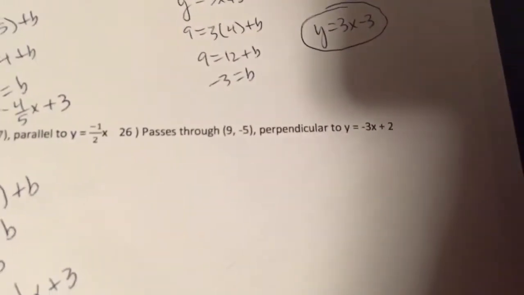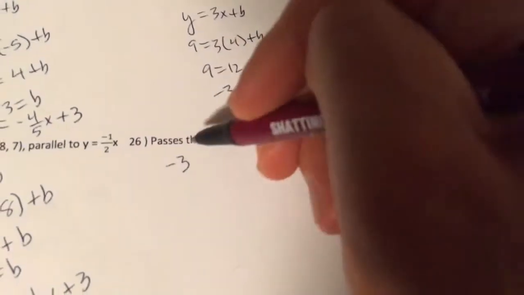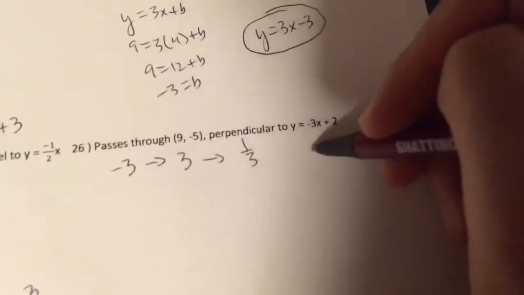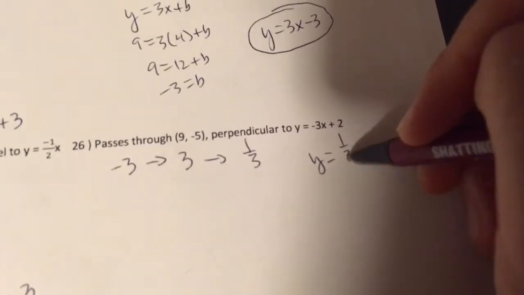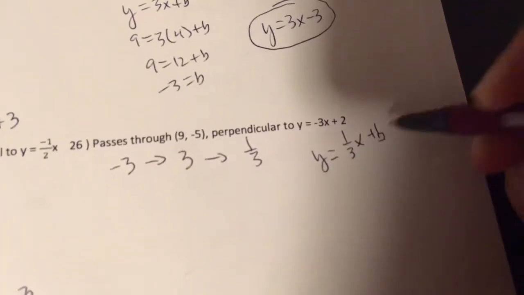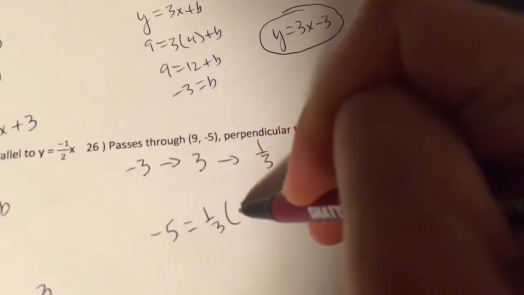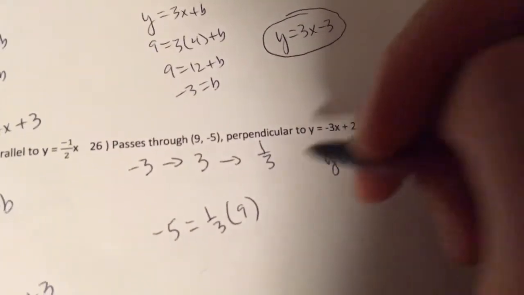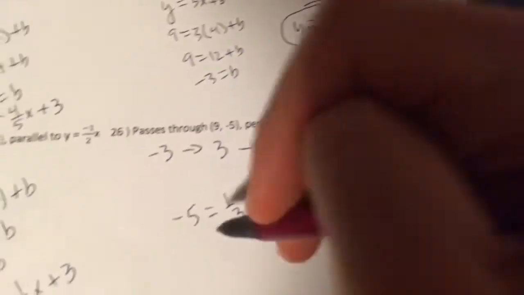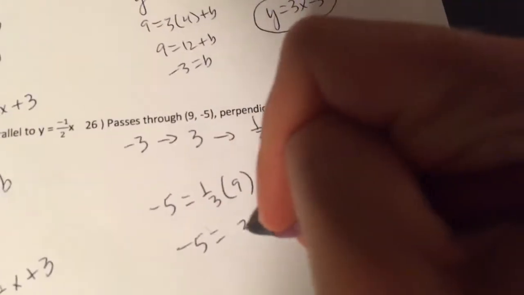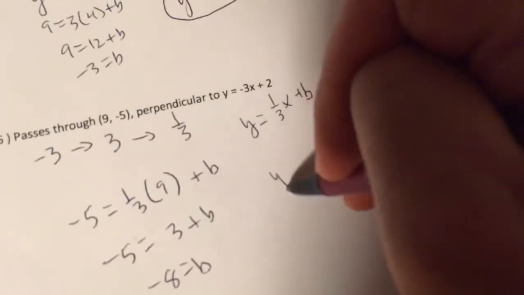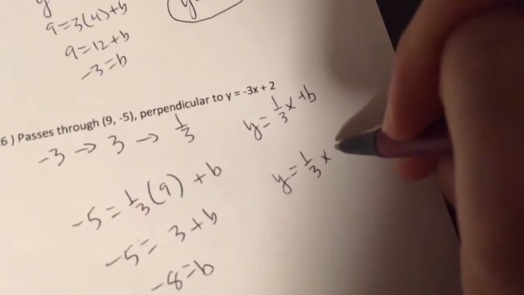All right, if my line is perpendicular, it has an opposite reciprocal slope. So I start with negative 3. Opposite of negative 3 is a positive 3. The reciprocal is 1/3, so my line has a slope of 1/3. I'm going to plug in negative 5 for y and a 9 for x. All right, I get negative 5 is equal to 3 plus b. Subtract 3 from both sides. Negative 8 is b. Finally, my equation is y equals 1/3 x minus 8.